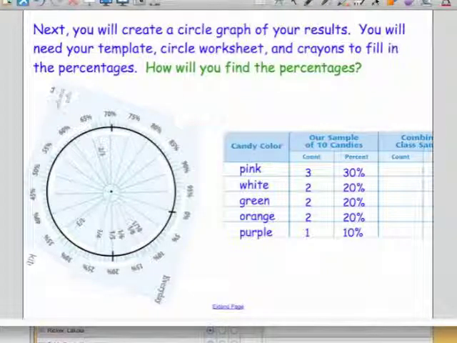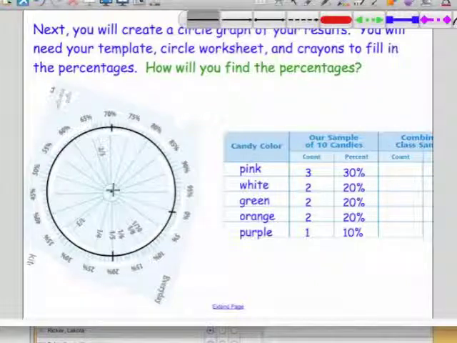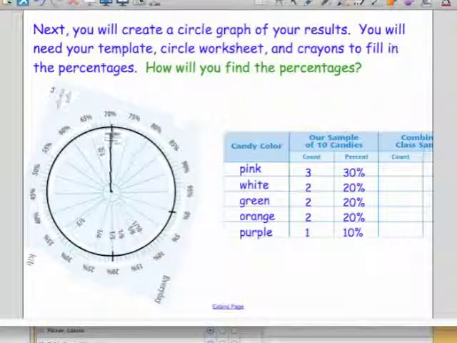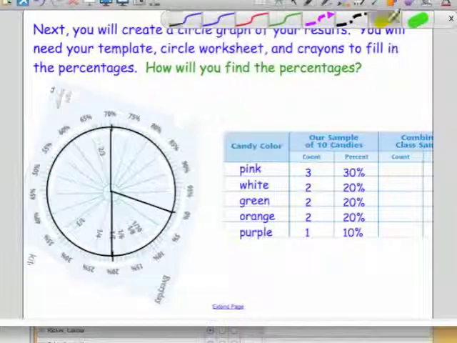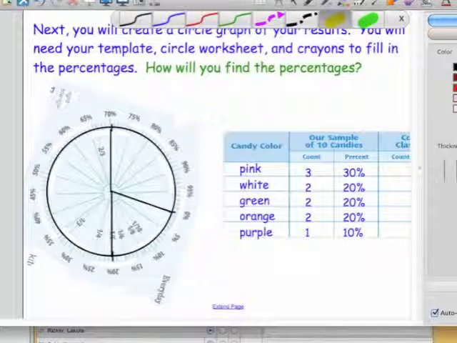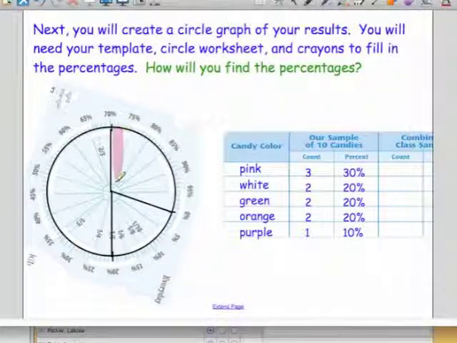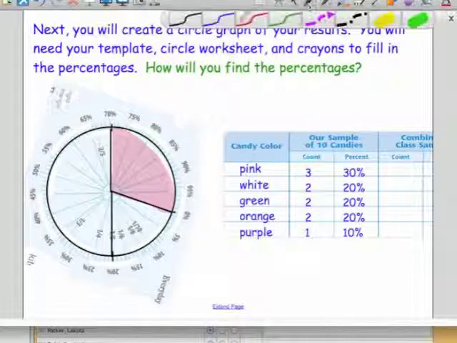The next thing I'm going to do is go ahead and connect these with straight lines. So I've got one from here to here, and from here to here. Okay, then I'm going to take my colors. So for the first one, I'm going to need pink, was 30%, so I'm going to color this in pink. Then my next part's white, so I'm going to leave it alone. Then I'm going to move on to green. Green's going to be 20% as well.